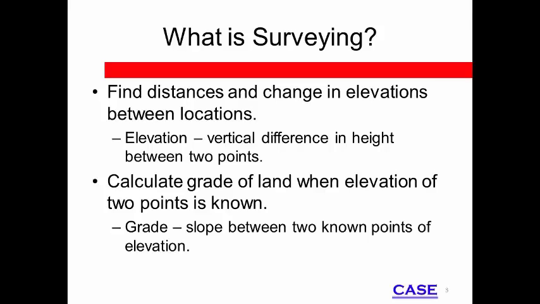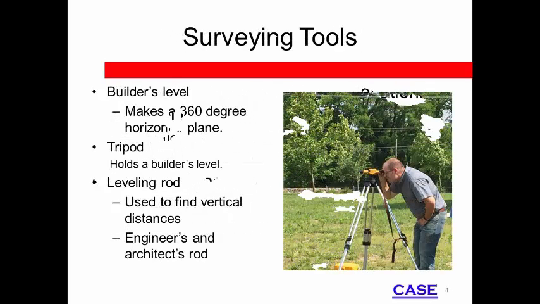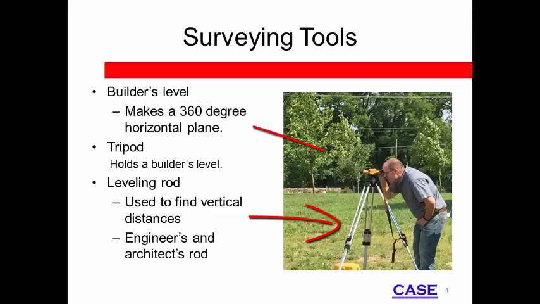Surveyors use precise tools and detailed calculations to measure straight lines, distances, elevations, and grade. Surveying requires the work of a team of tradesmen and professionals. A survey team consists of 2 people. Surveyors have 3 major pieces of equipment they use: a tripod, a builder's level, and a leveling rod are used to measure land elevations.